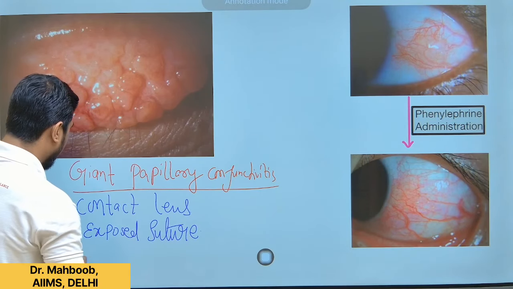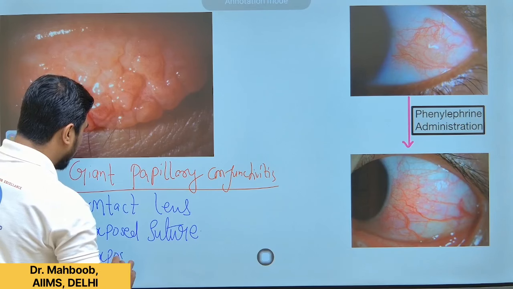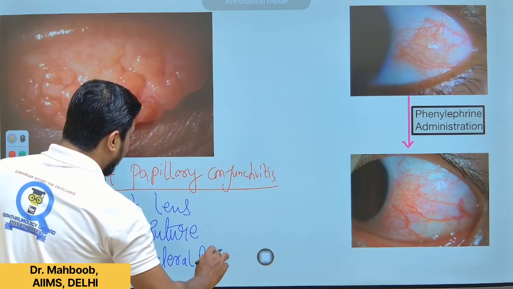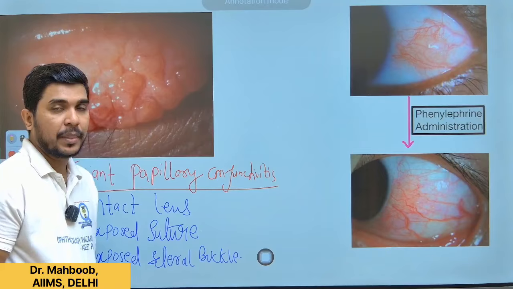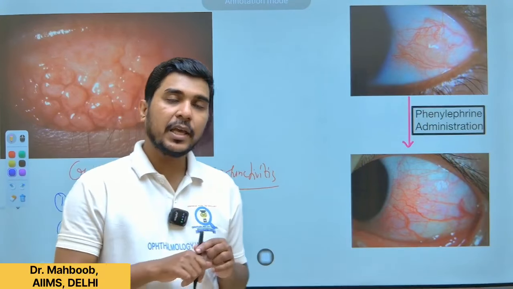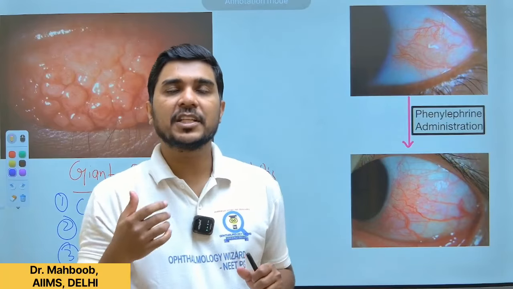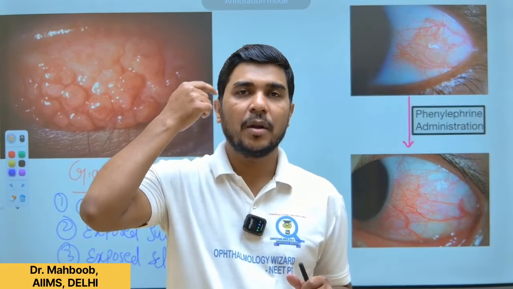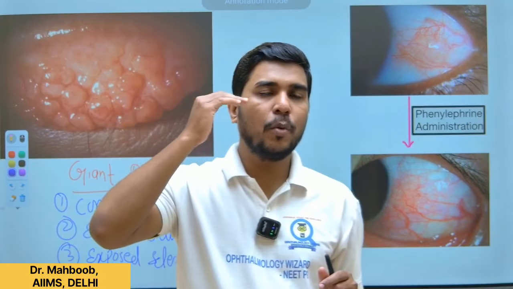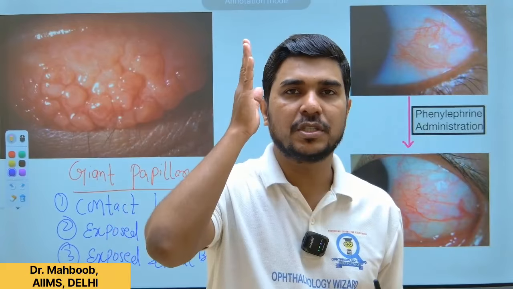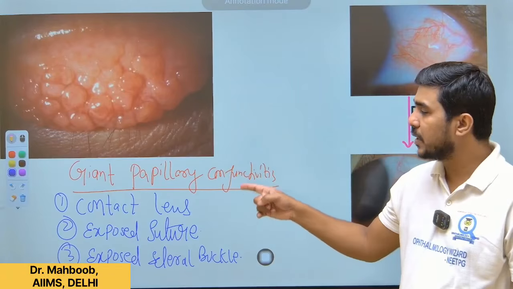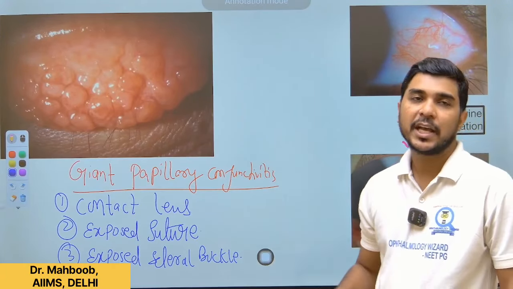Third, exposed scleral buckle. You may be wondering what is buckle. Like you wear a belt on the pant, similarly, to treat retinal detachment, we put a belt or buckle around the globe from outside. If that buckle is exposed, then this can cause this one. So basically, giant papillary conjunctivitis is caused by the contact lens, exposed suture and exposed scleral buckle.